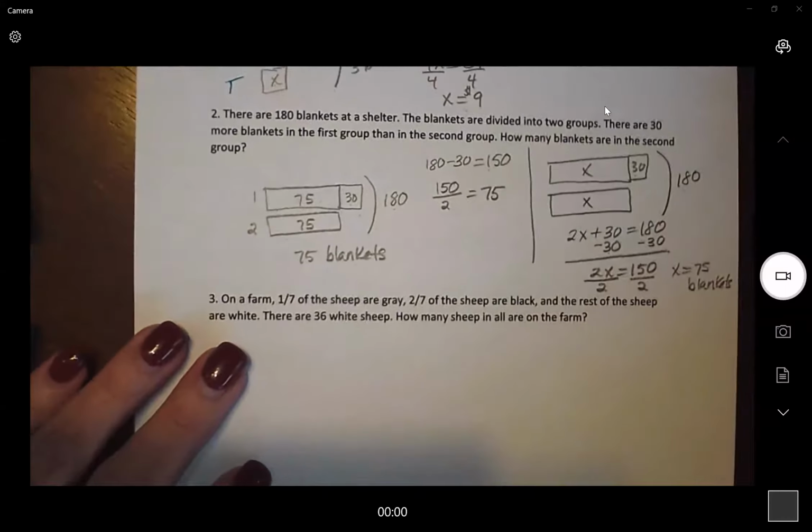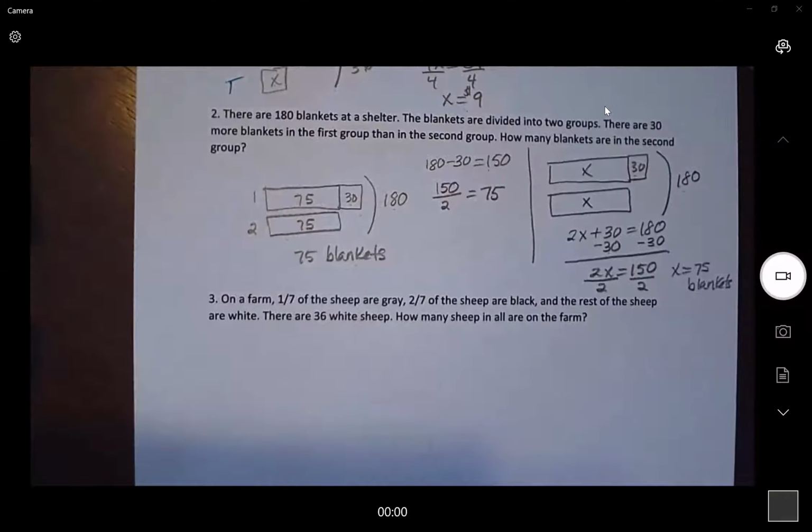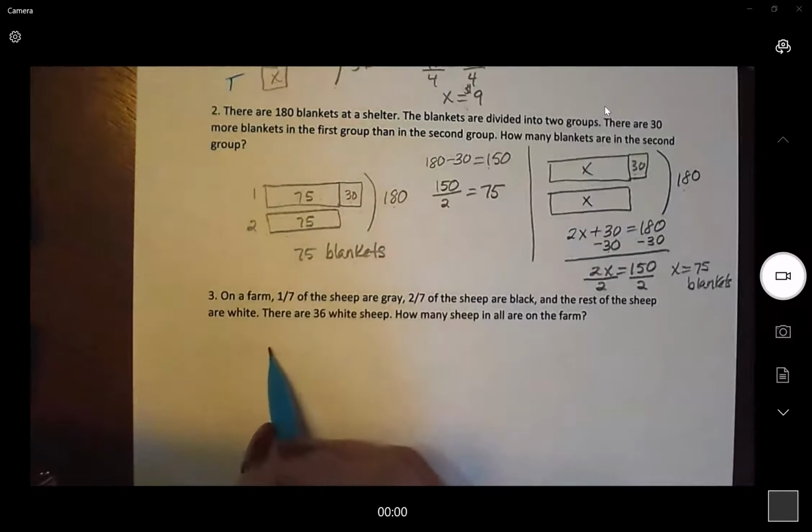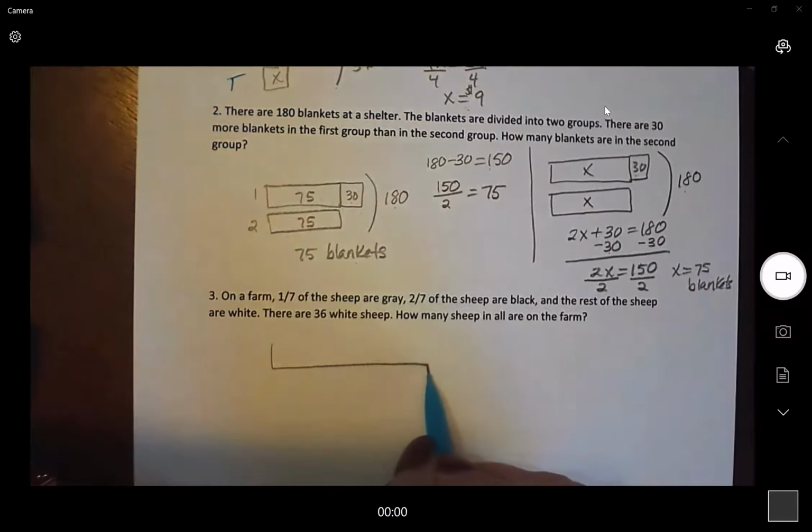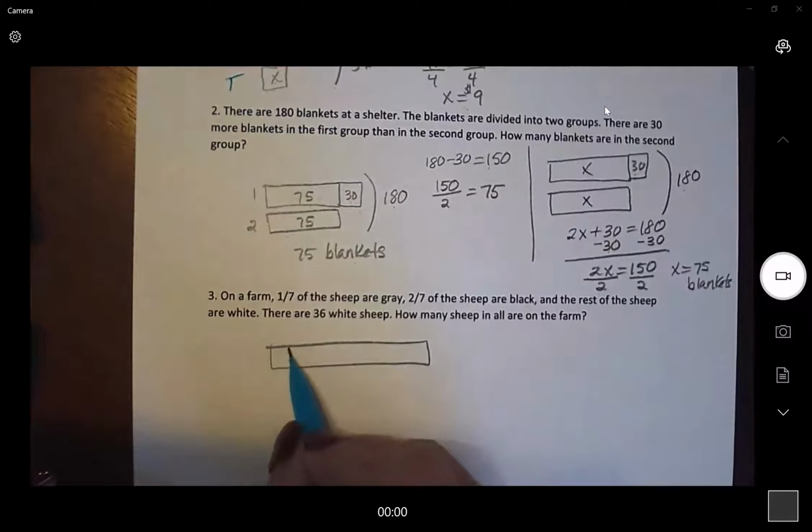All right, so on a farm, 1/7 of the sheep are gray, 2/7 of the sheep are black, and the rest of the sheep are white. There's 36 white sheep, so how many sheep in all are on the farm? So first of all, we know that we have this broken up into 7 parts. So let's break 7 parts.